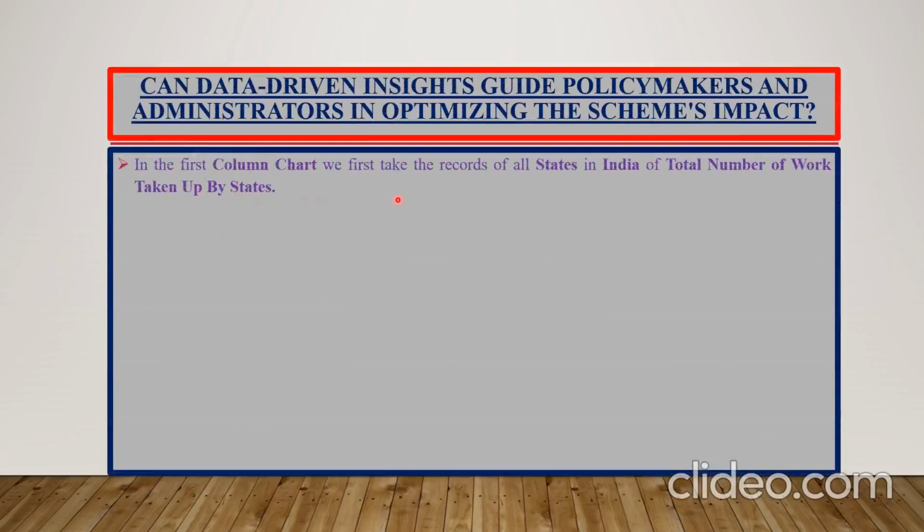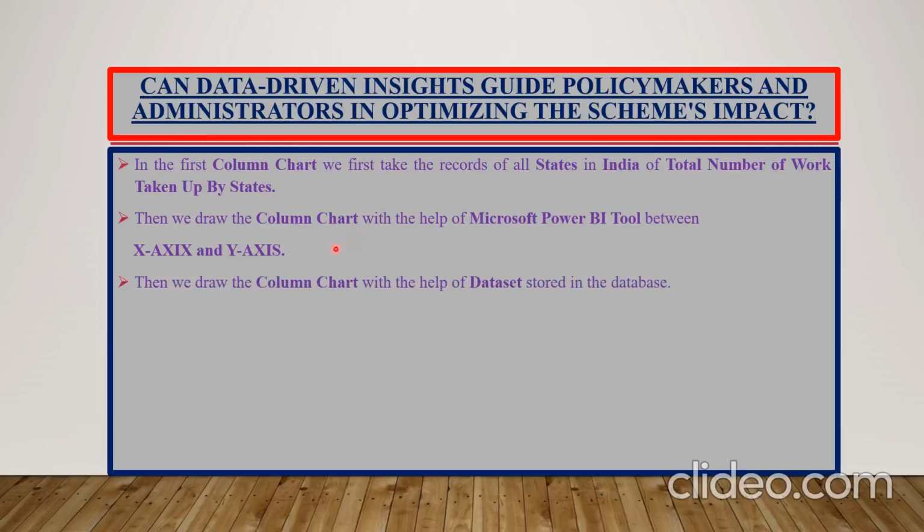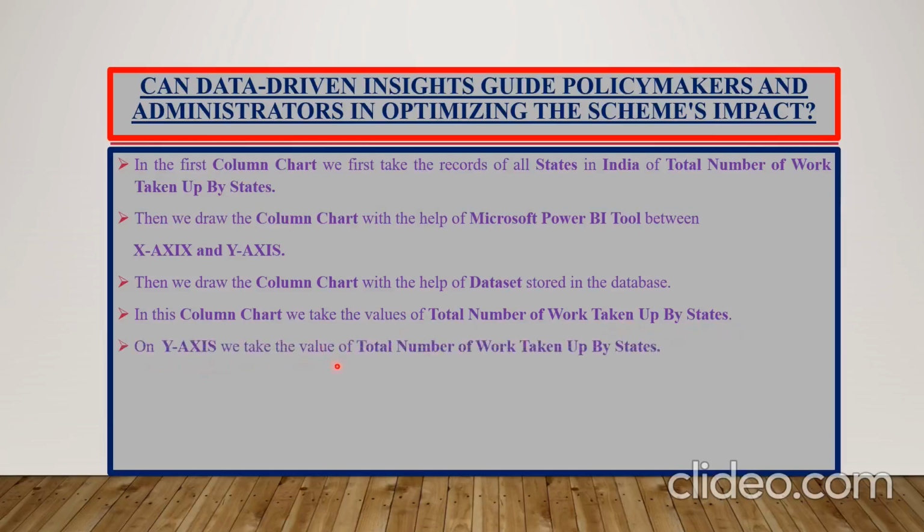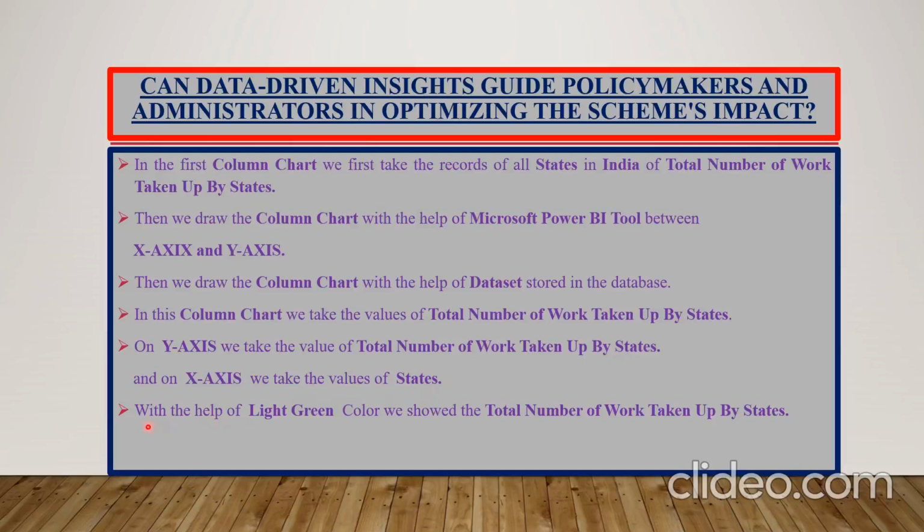In the first column chart, here is the third question. We take the records of all Indian states of total number of works taken up by states. Then we draw the column chart with the help of the Microsoft Power BI tool between the x-axis and y-axis, with the help of the dataset stored in the database. In the column chart, we take the values of total number of works taken up by states, on the y-axis, and on the x-axis we take the values of states. With light green color we showed the total number of works taken up by the states. This is all about the first column chart.